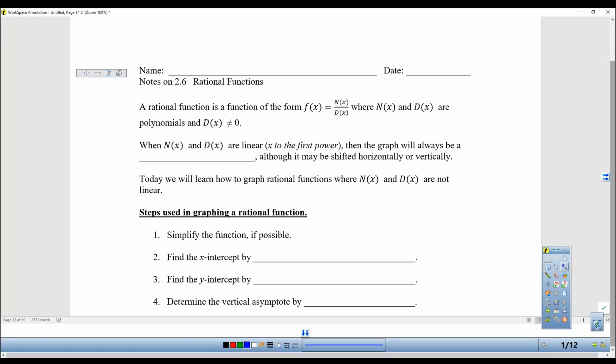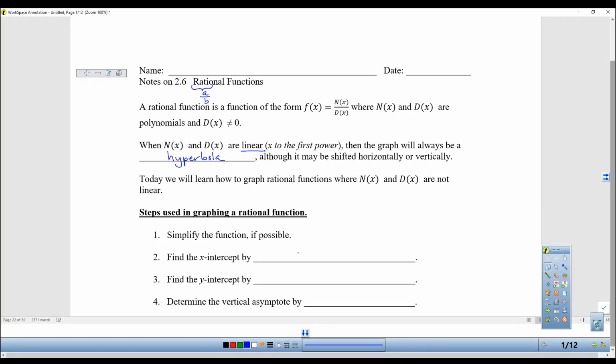So the way to remember that a rational function is really just a fractional function is it has the word ratio in it, which always means some kind of fraction. All right, so when the numerator and the denominator are linear, x to the first power, then the graph will always be a hyperbola, although it may be shifted left, right, up, down.